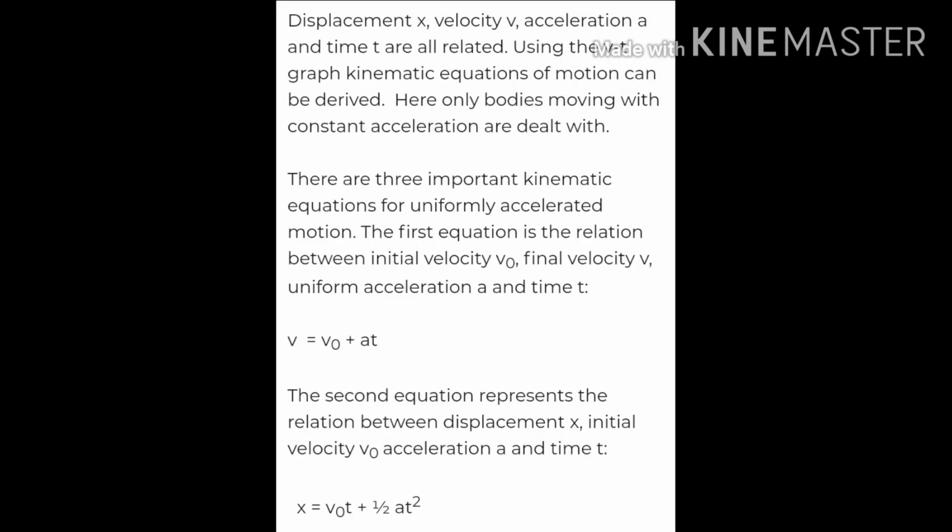In this equation, we denoted displacement by x, velocity by v and acceleration by a, same as time t. All are related. Using the graph, kinematic equations of motion can be derived. Here only bodies moving with constant acceleration are dealt with. So our first equation is the relation between initial velocity v0, final velocity v, uniform acceleration a and time t. So v is equal to v0 plus at. This is our first equation.